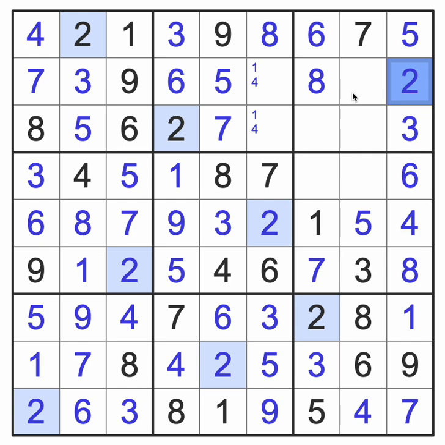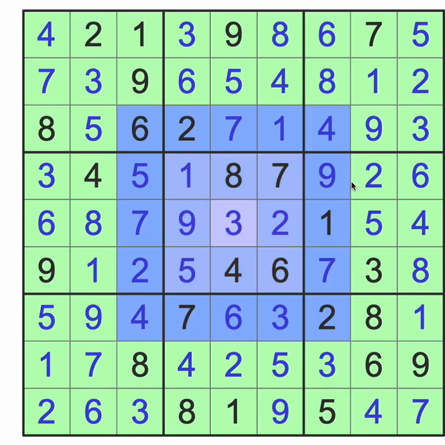These are 1, 4, 9. Okay, 4 here blocks these, gives me 4, 1, 4, 1, 9, 9, and 2.